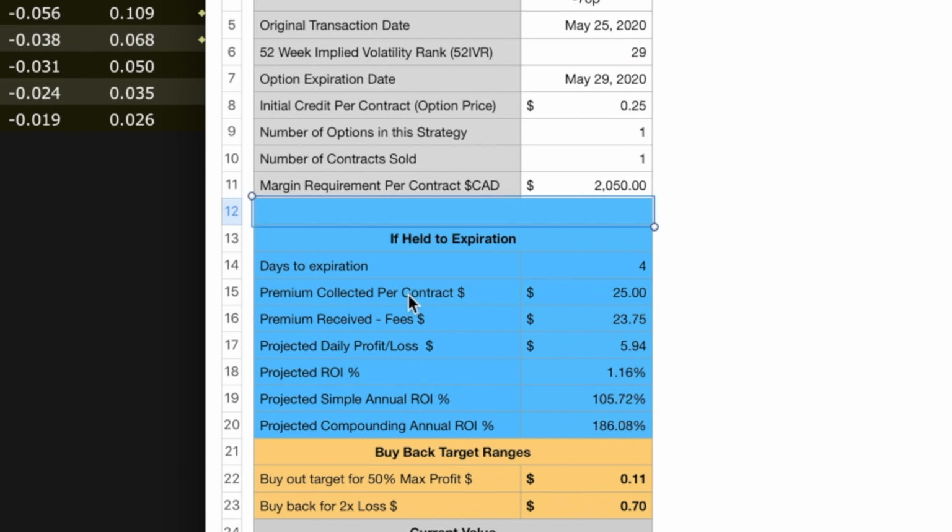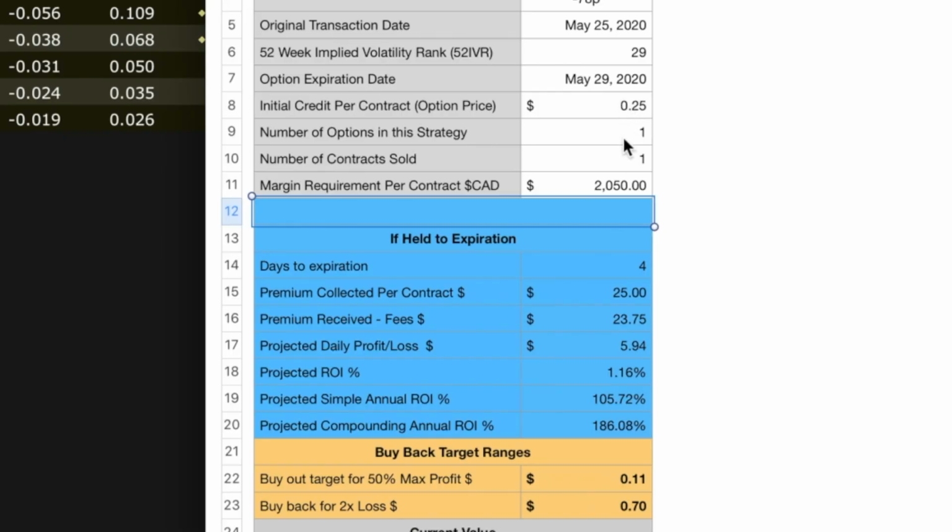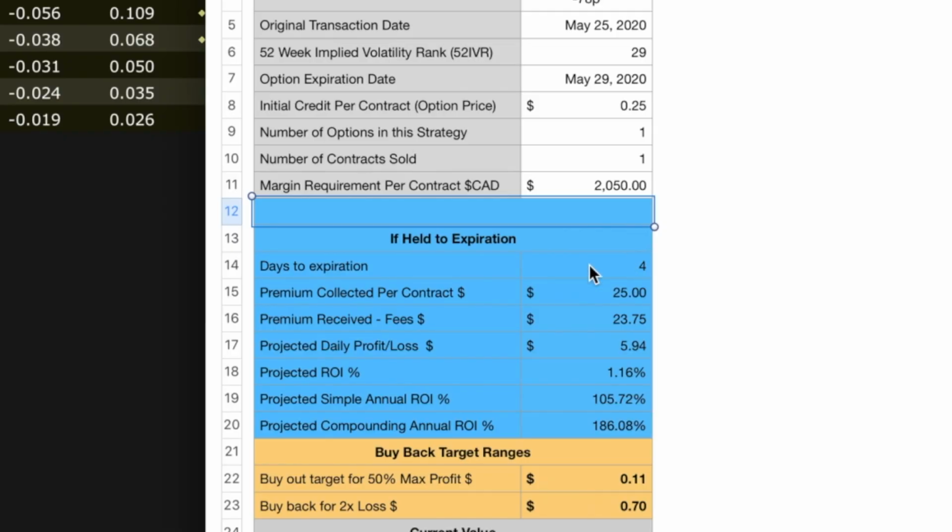Now that I've done that, I can look at this blue section. So if I put this trade on today, if I sell it and collect this money, this $25, I'm putting up $2,050 in margin. What is my return on investment? So the days to expiration are 4. That's calculated between May 25th, May 29th. The premium collect is $25.